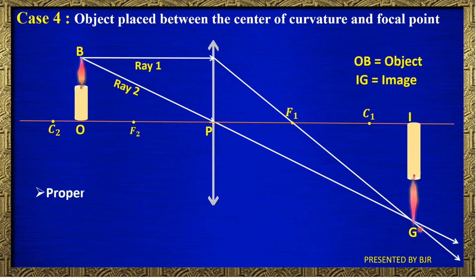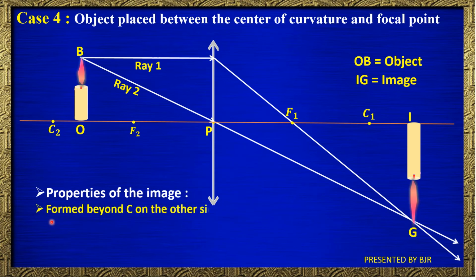So let us write the properties of the image formed in this case. Properties of the image: where the image has been formed, in this case formed beyond C on the other side of the lens; inverted, magnified and real image. Okay.